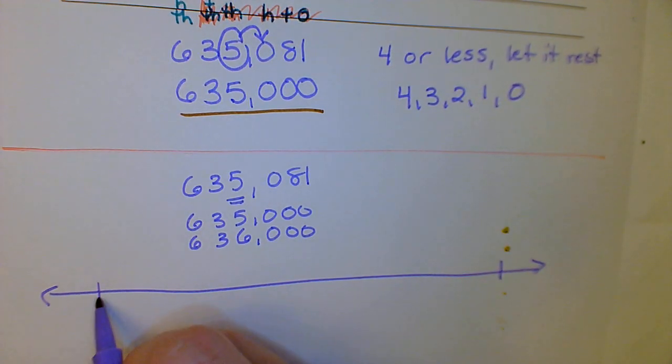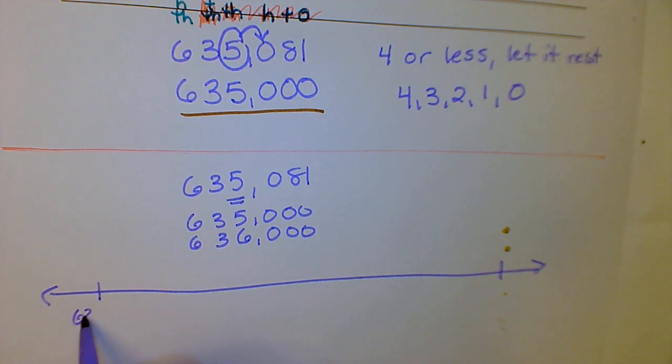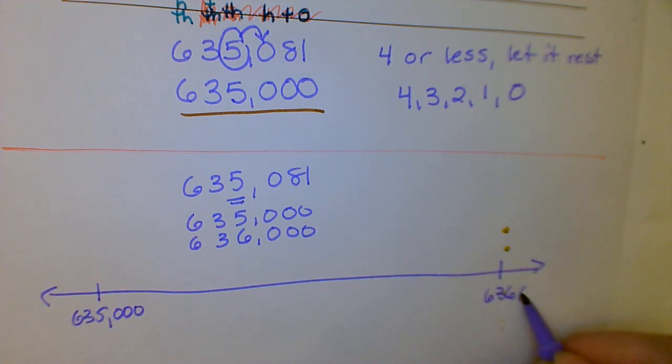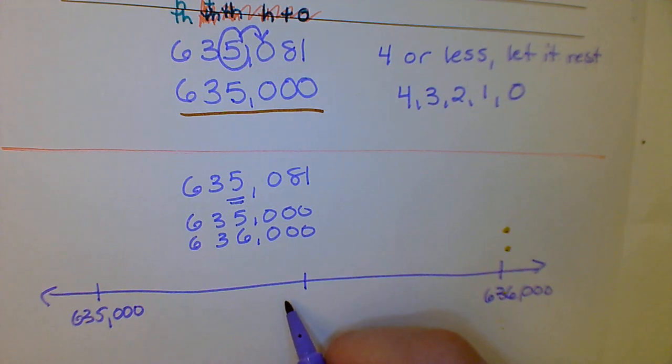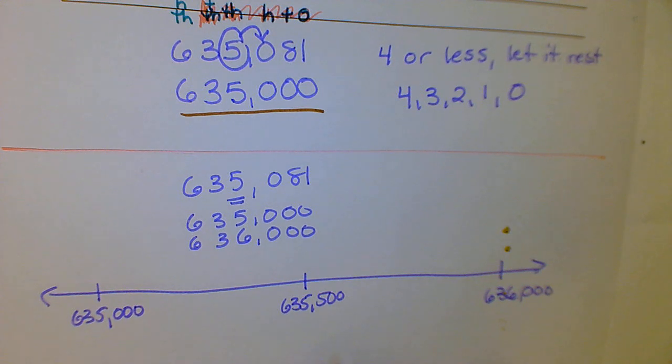All right, so I'm going to put my two endpoints on. I have my 635,000, I have my 636,000, and in the middle I would have 635,500. Now we have to figure out where 635,081 would go. Remember, we look at the place value next door, and it's the hundreds. I'm going to put all those hundreds in there, just trying to space them out evenly.